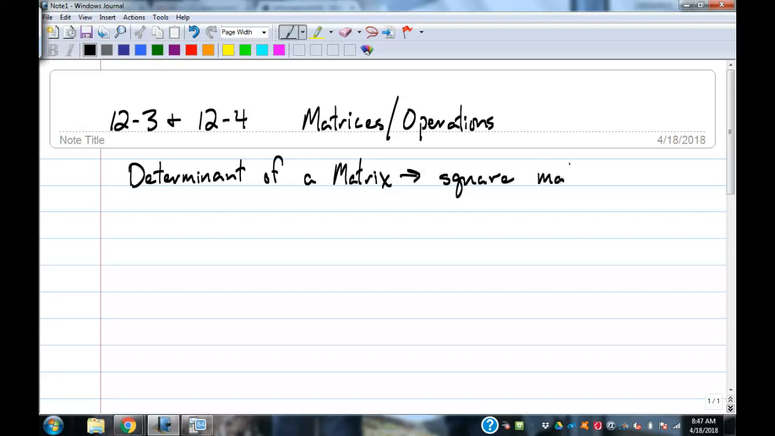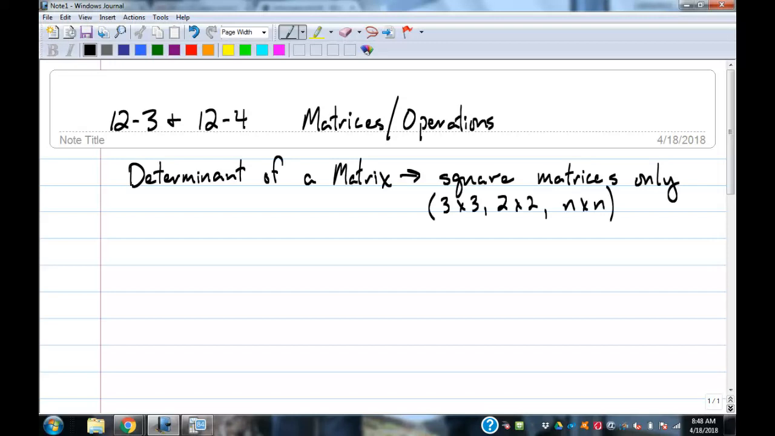Square matrices only. By square, I mean same number of rows as columns, like 3 by 3, 2 by 2, n by n, whatever, same number of rows as columns. Those are the only ones you can find determinants of. What the determinant is, it's like this number that's a property of the matrix.